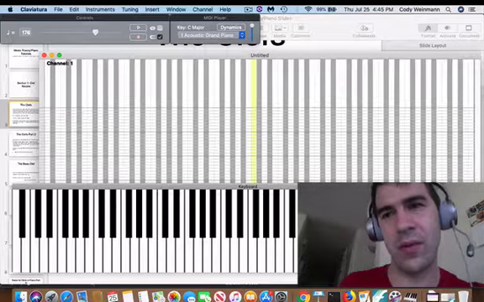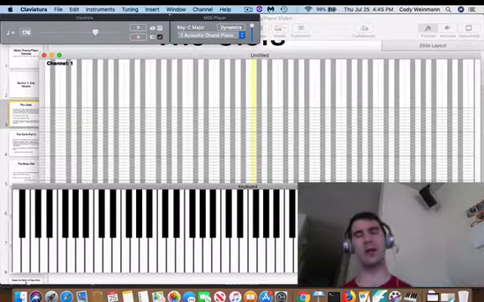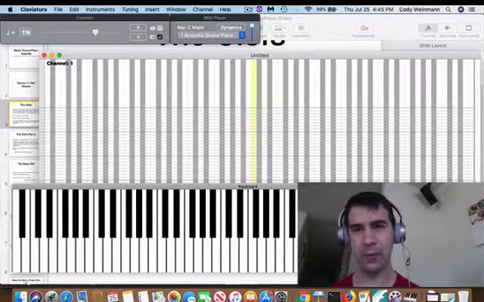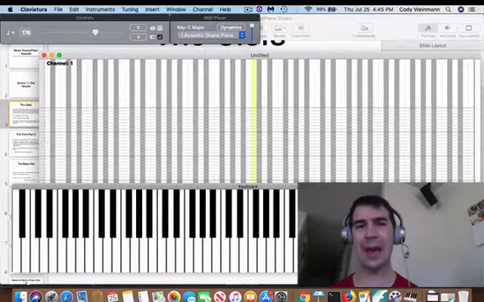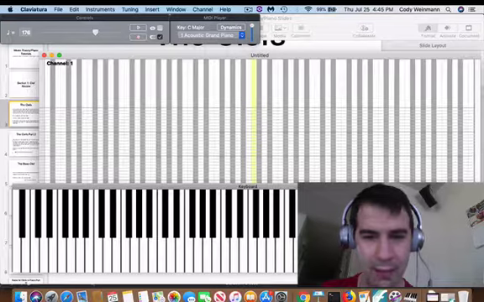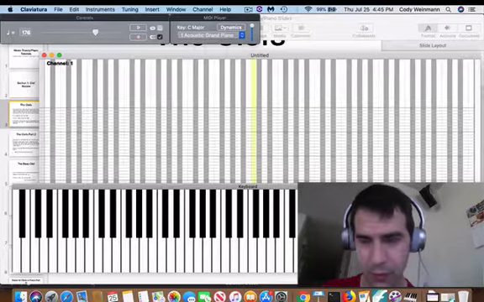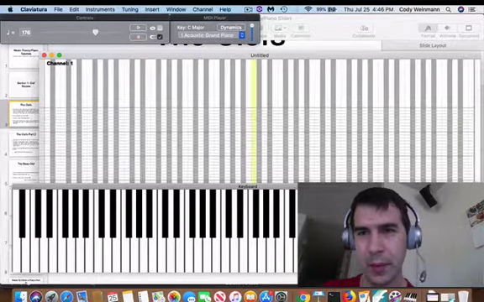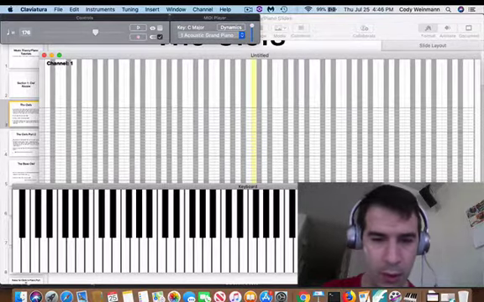B8, C8. So there's 8 C's on the piano, but everything else below the A only has 7 of each. So A, B, and C have 8. 8 octave span, 8 different positions, 1 to 8. But all the rest of them stop short at 7 because the final note of the piano is C, the penultimate note there.